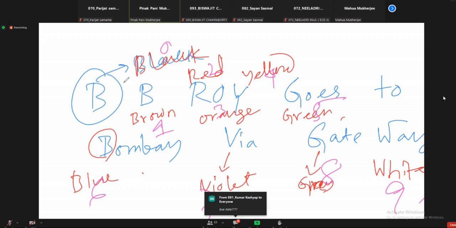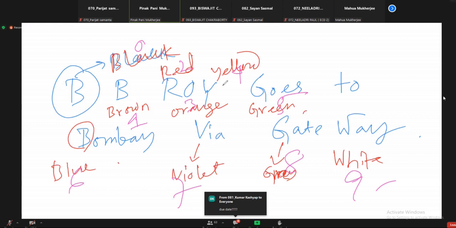Okay, so I think up to color code point, there is no doubt. If you have any doubt up to color code, you can tell.